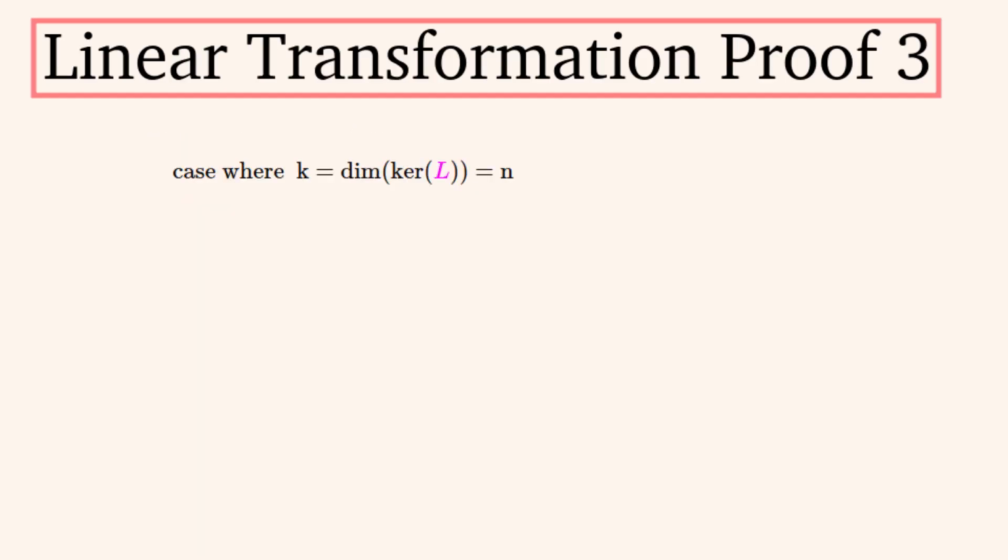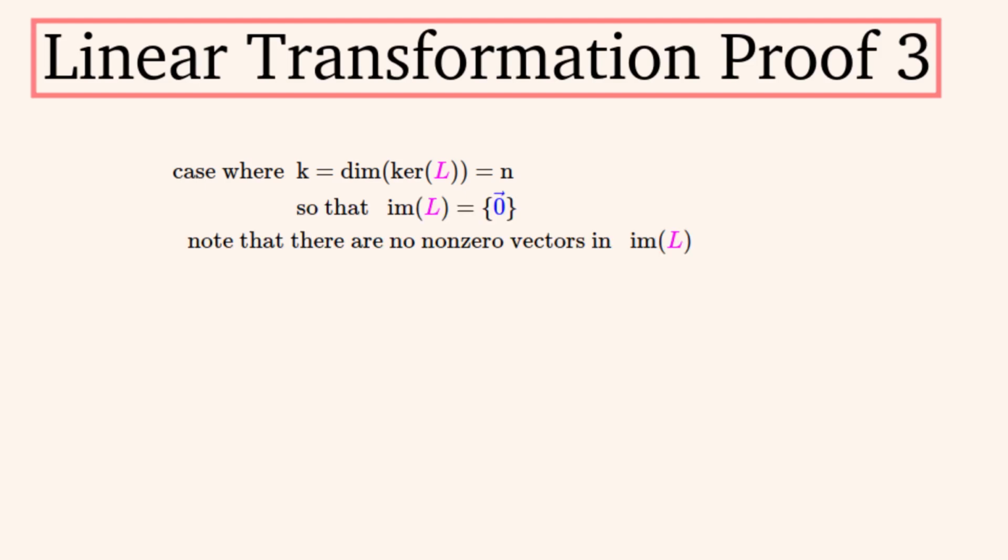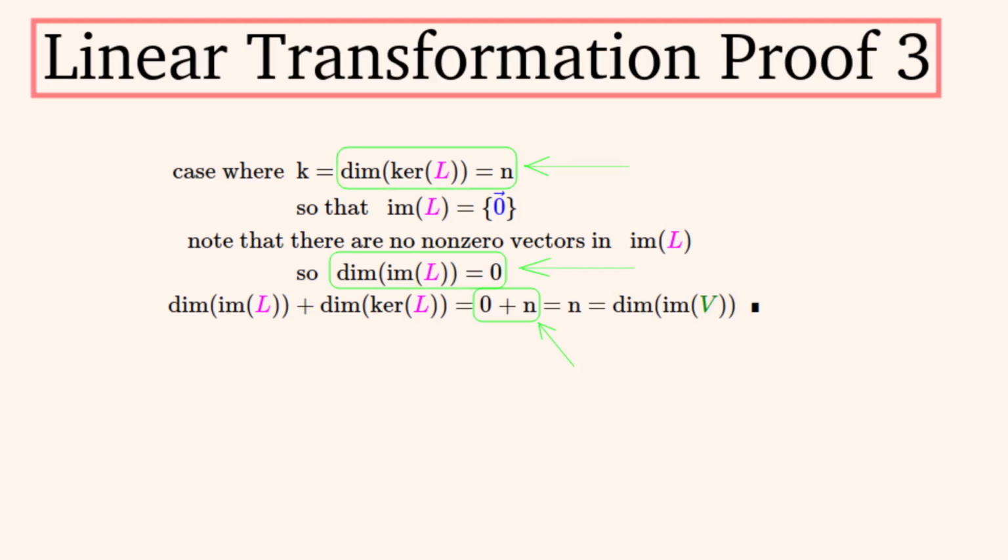Now to prove it for the case where k is equal to n, that is, where everything is in the kernel. And the image of L will only contain the 0 vector because everything's mapped to 0, and therefore there are no non-zero vectors in the image of L. And so the dimension of the image of L is 0. And so now we can invoke this equation that we're trying to prove. And after substituting the values in and evaluating them, we find that this proof is true for the case where k is equal to n. So we've proven this for all possible values of k, and so we've finished the proof of this theorem.